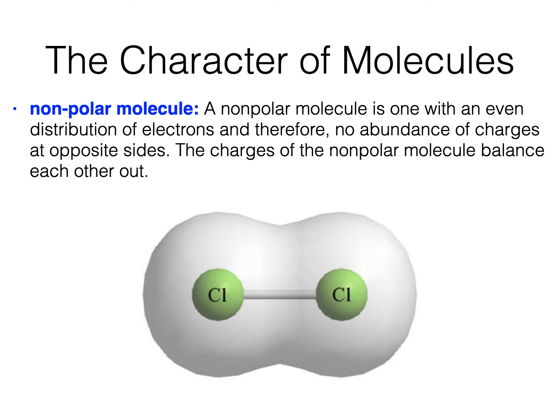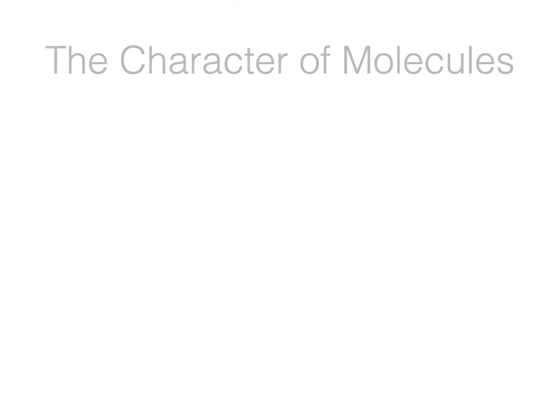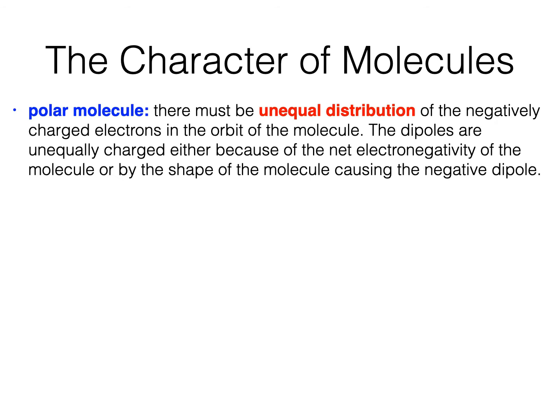I do not see any poles. I don't see a positive area and a negative area. There is no separation of charge, and that's why I characterize this as a nonpolar molecule. On the other hand, I could have two nonmetals sharing electrons, but because of a significant difference in their electronegativities, I end up with an uneven distribution of electrons.